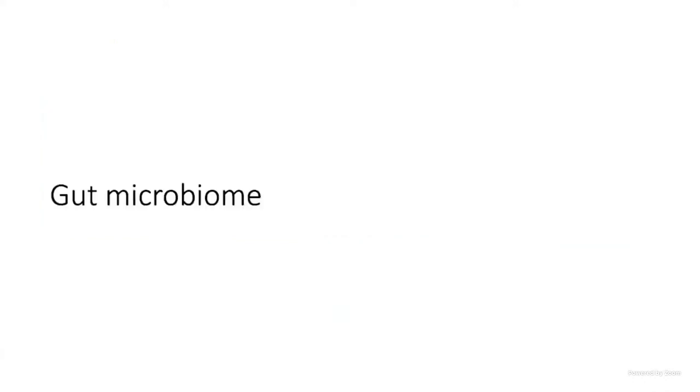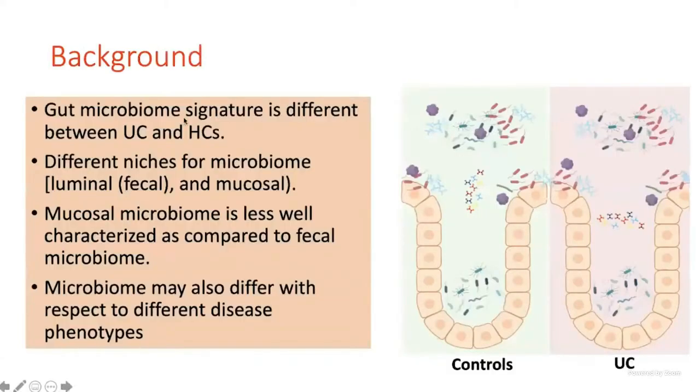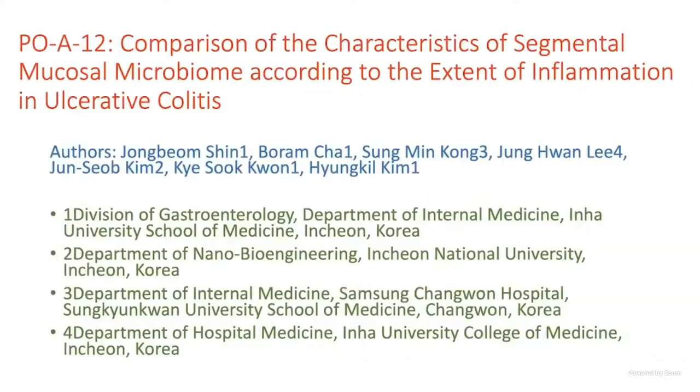So the last section is related to the gut microbiome. We all know that the gut microbiome signature is different between patients with IBD and healthy controls. There are different niches for the gut microbiome. Most commonly studied is the lumen or fecal microbiome and the mucosal microbiome, which includes the bacteria close to the mucosa. Mucosal microbiome is less well characterized as compared to the fecal microbiome, and the microbiome may also differ with respect to different disease phenotypes.